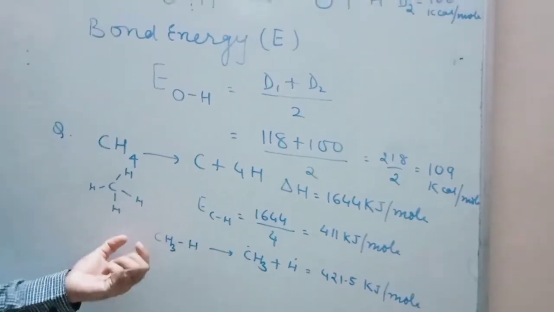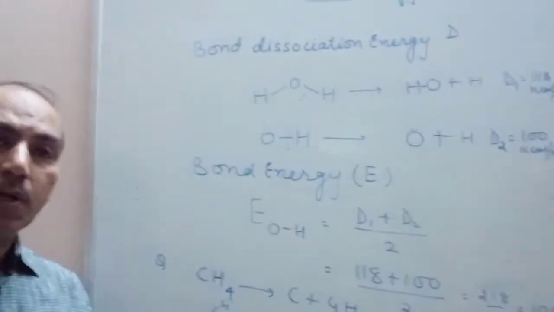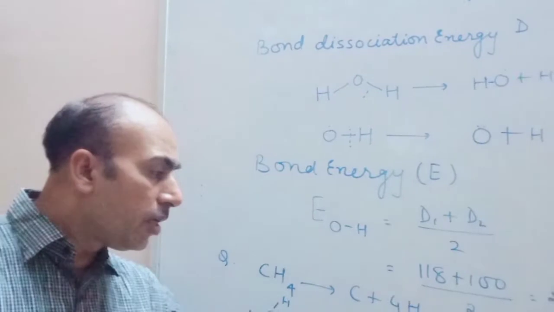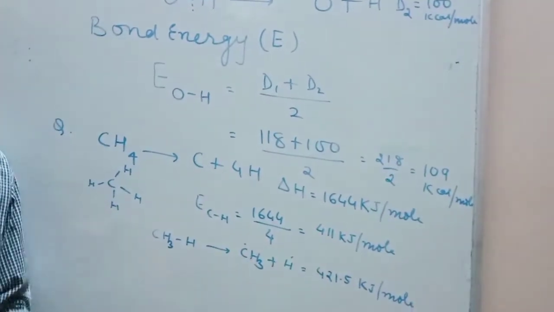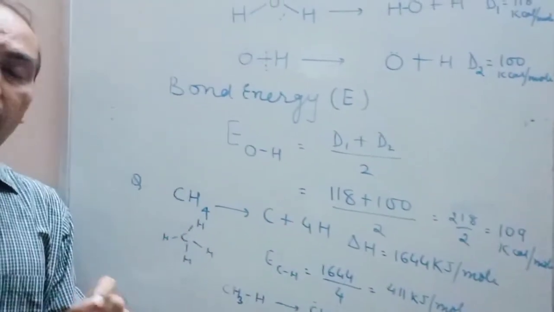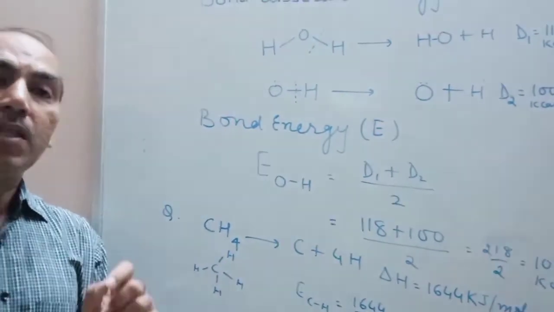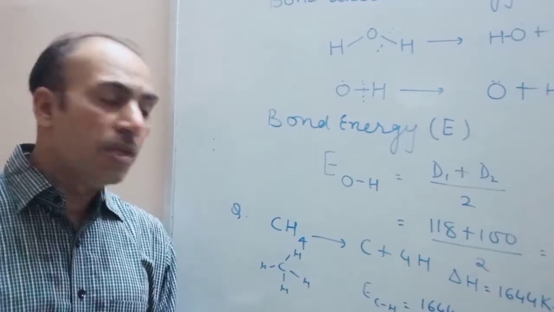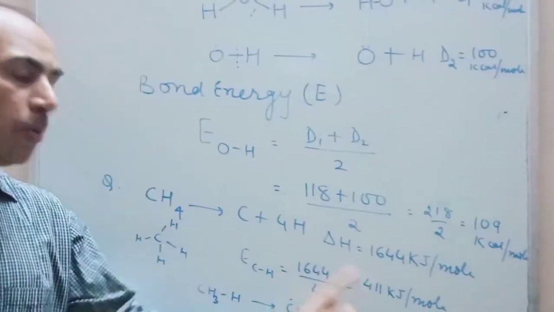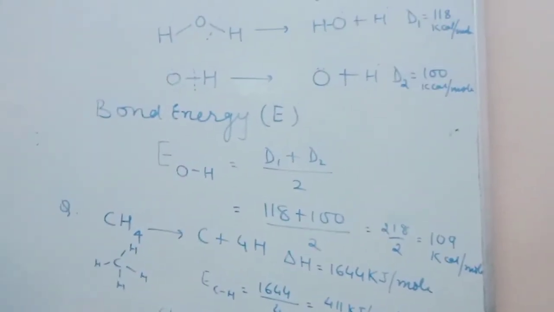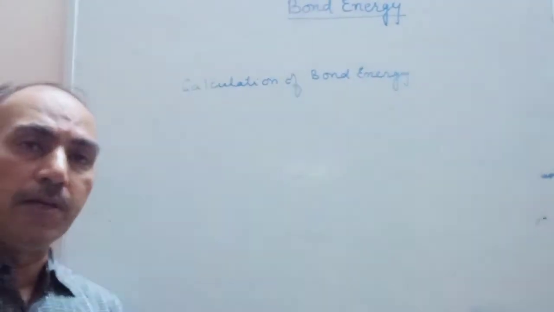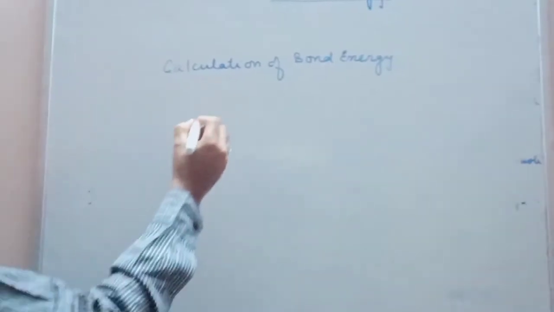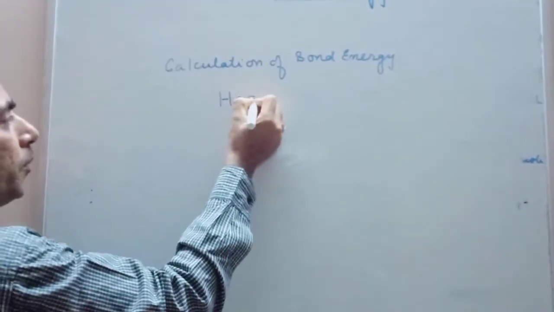The dissociation energies are the energies of the particular bond. Why are the dissociation energies different? Because the chemical environment is different. So the bond dissociation energy of the same type of bond can be different, but the average of those dissociation energies gives you the bond energy of that particular bond. How is it calculated? Calculation of bond energy: it is calculated by the heat of combustion of the molecule.